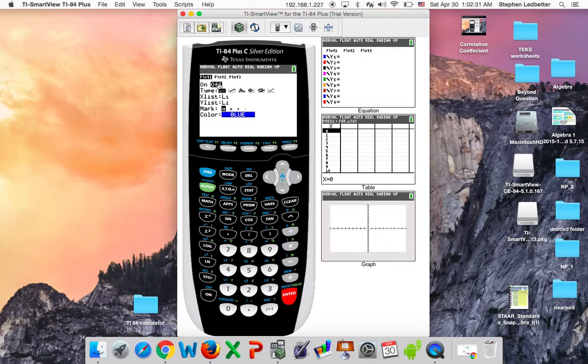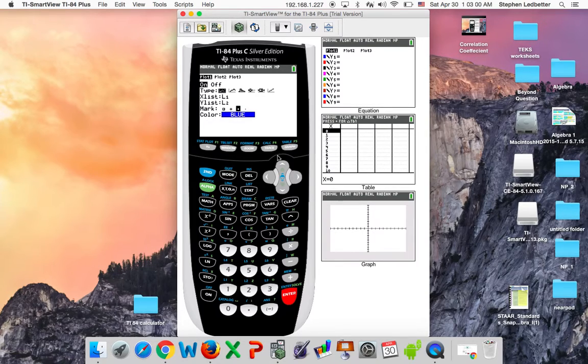And if you notice in the off, there's a solid box. The cursor is blinking on the on. We want to turn it on, so we're just going to hit enter and see how it shifted over. We want to keep the dots the way they are. Our X list is in L1, our Y list is in L2. Now our marks, we want smaller marks, so I'm going to move the cursor down, go over to maybe like the small one, and hit enter. And there we go, we have it.